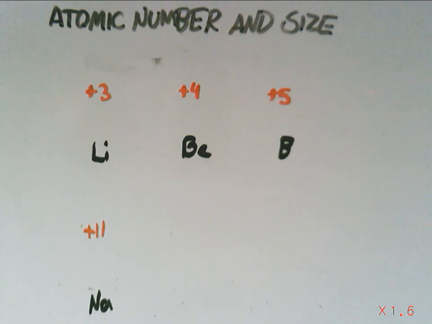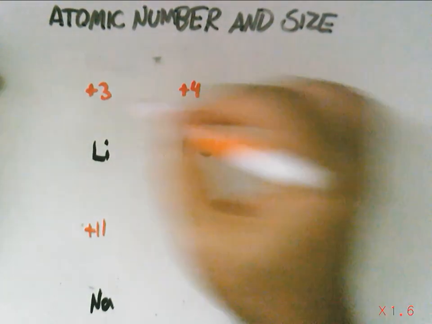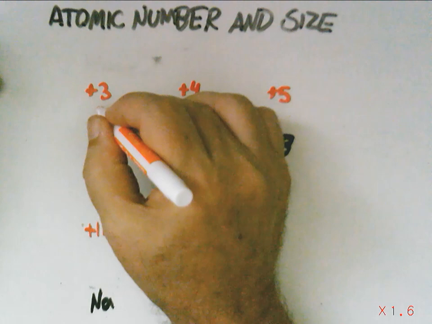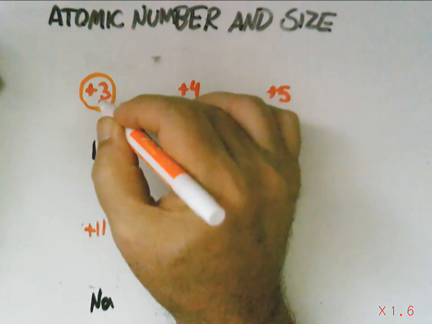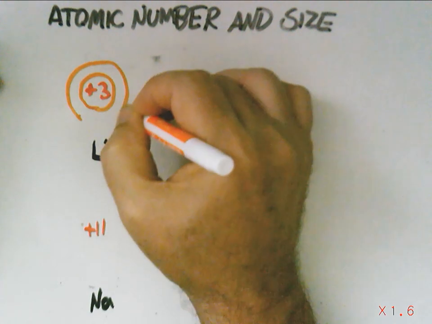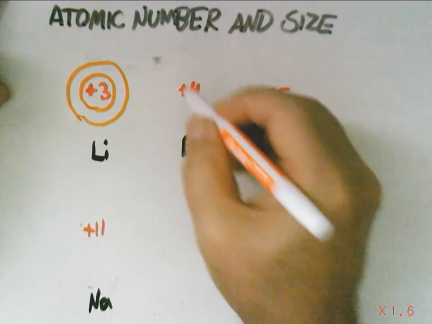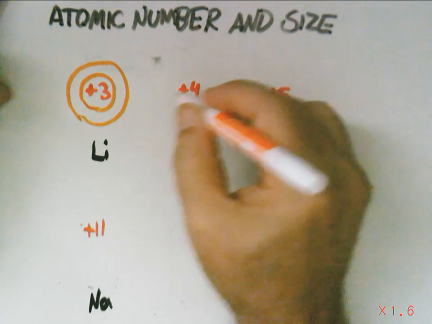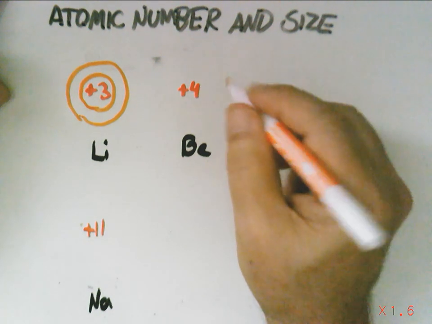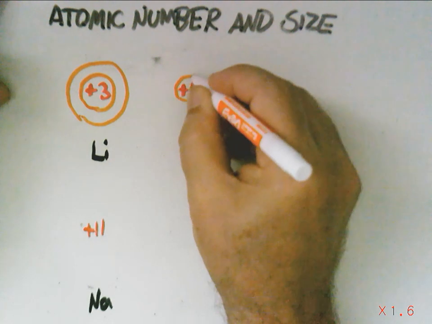If I take a look at the shells here in lithium and everything in the second row, these are all in the second row, has got two shells. There's a first shell and then a second shell. If I look at the next one, it also has two shells, but because it is a +4 charge instead of a +3 charge on the nucleus. And I can tell the charge just by looking at the atomic number, right?